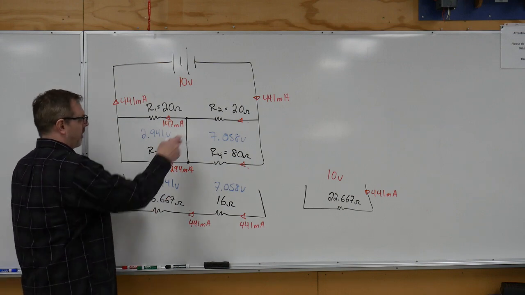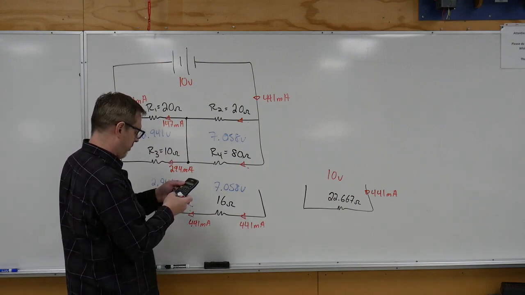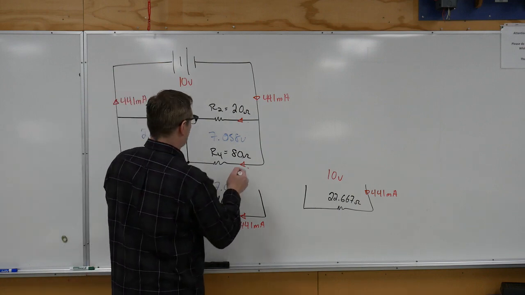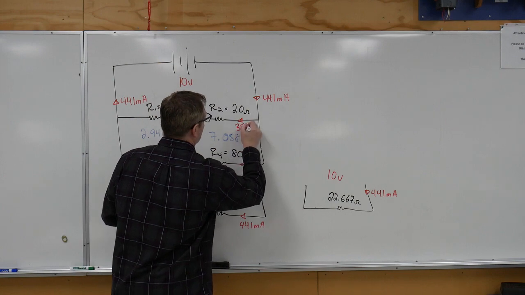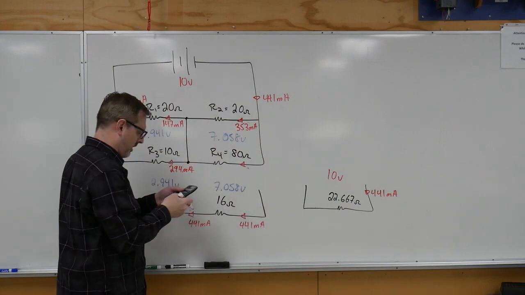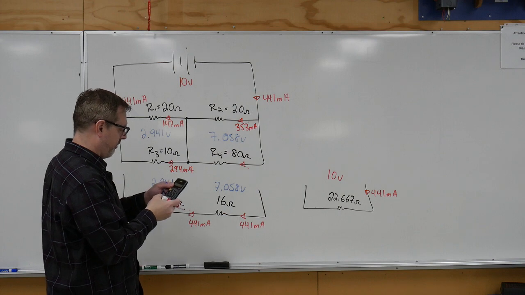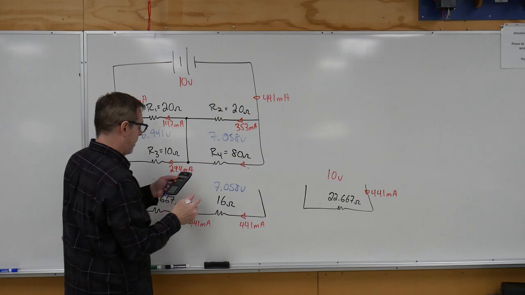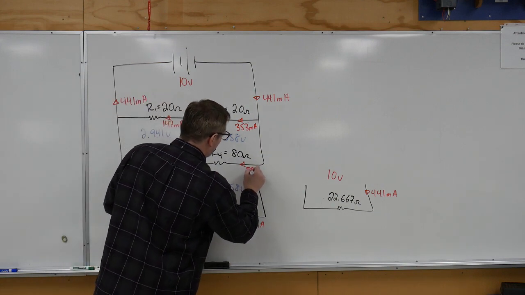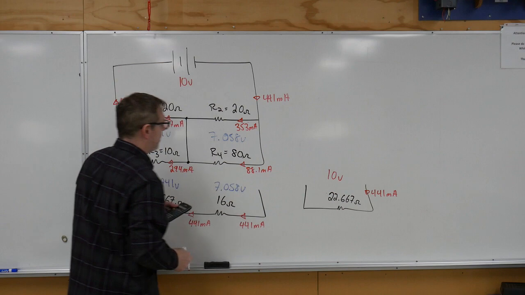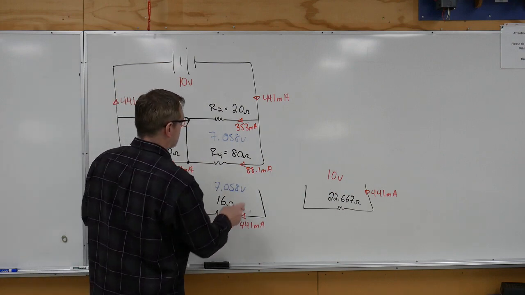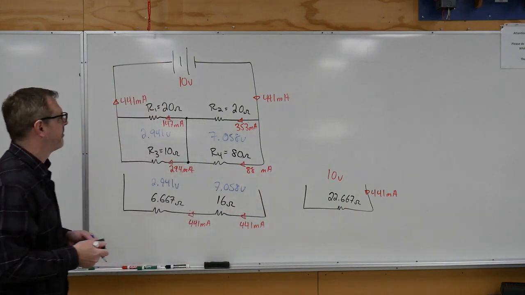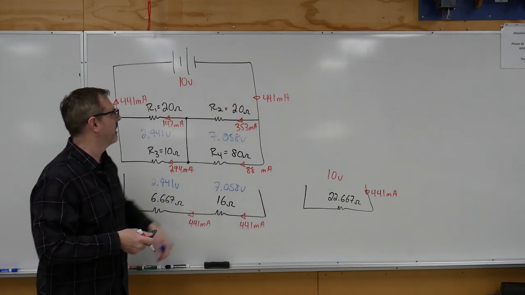All right, so back over here we're going to go 7.058 divided by 20. That gives me 353 milliamps. I'm going to subtract that from the 0.441, whoops. That gives me 88.1 milliamps down here. Add those two together. Actually, we're just going to call that 88. Okay. Add those two together and they end up being that 441.